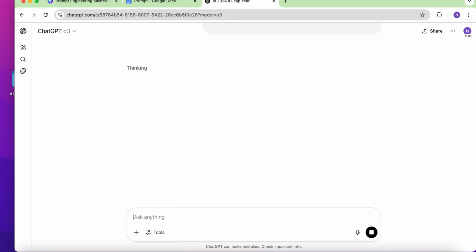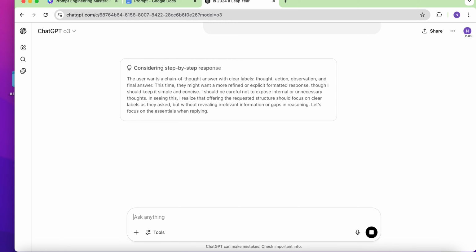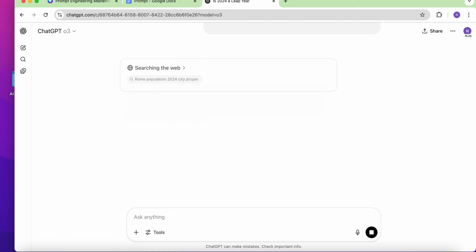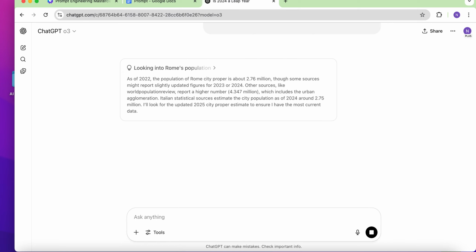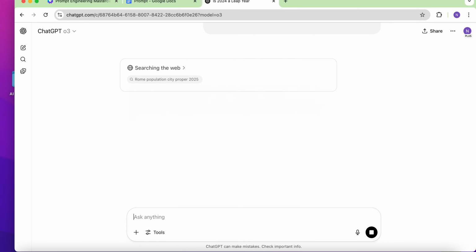Okay. So as I said, you don't use this all the time. You use this when you are doing research, or when you are doing advanced logic work or analysis, or maybe you are instructing AI agents. So it's looking through the population, it's searching the web.